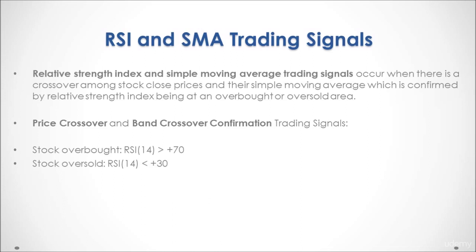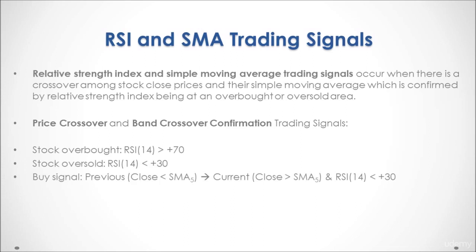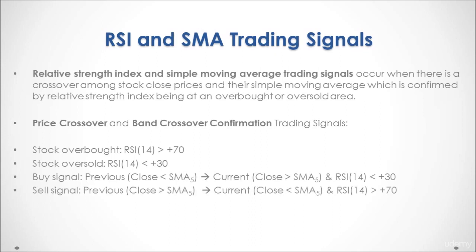is below plus 30. Therefore, we have a buy signal if the previous close price was less than the simple moving average, and then the current close price is greater than the simple moving average, and this is confirmed by the relative strength index being below 30. On the other hand, we have a sell signal if the previous close price was above the simple moving average and the current close price is below the simple moving average, and this is confirmed by the relative strength index being above 70.